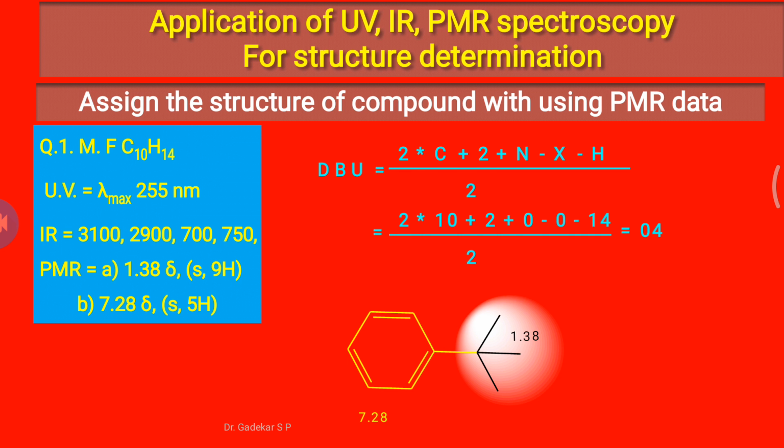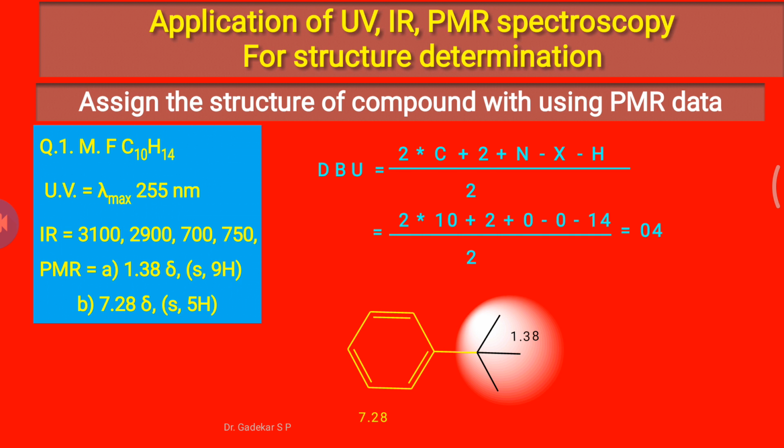Next, the second signal, B. The 7.28 delta is due to 5 protons. These 5 protons indicate the presence of a mono-substituted benzene, and these 5 protons are a singlet. It means they are chemically equivalent. That's why the 5 protons give a singlet.